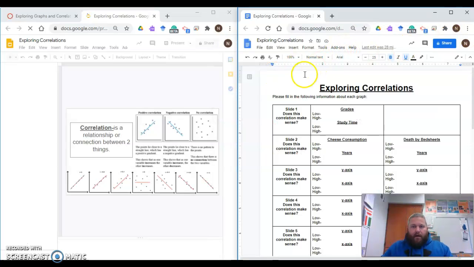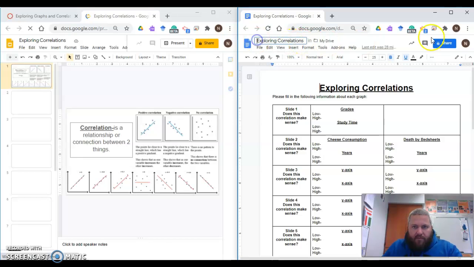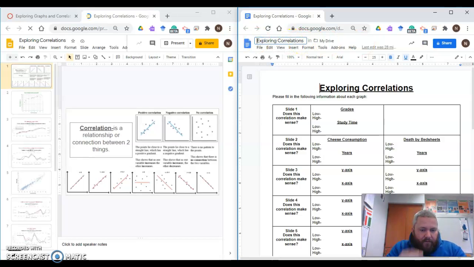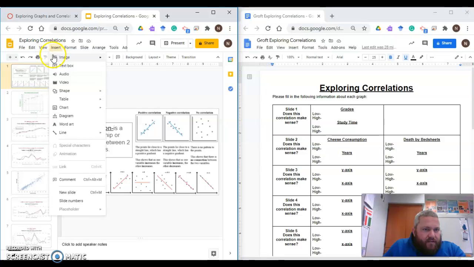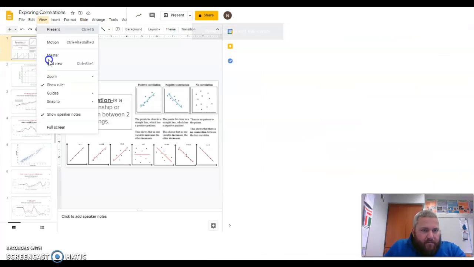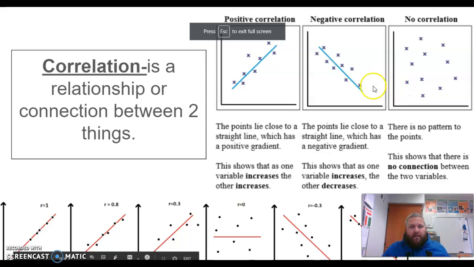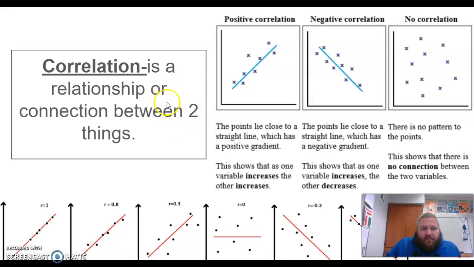All right. So first thing we want to do here, once we open up this copy of your file, is make sure we change that to your last name, Croft Exploring Correlations. And then we want to take a look at these slides. So let's see if we can present this, make that a little bit more full screen for the time being, just to talk about what a correlation is. So correlation is simply a relationship or a connection between two things.